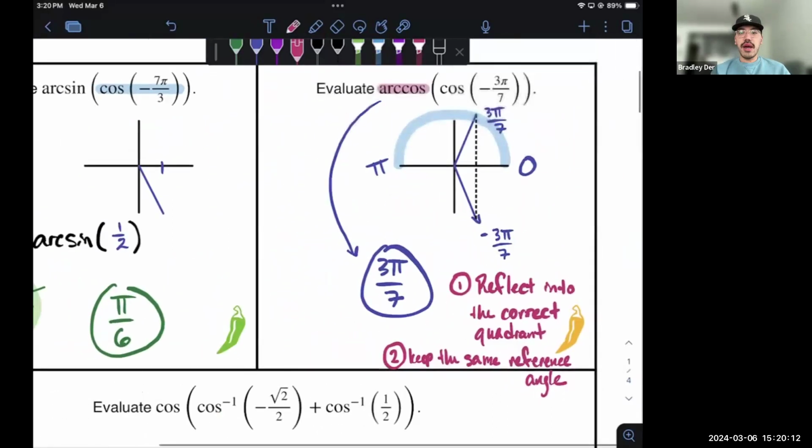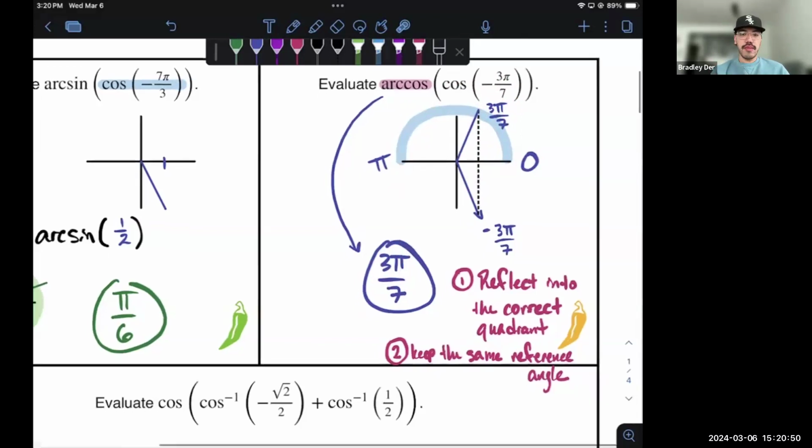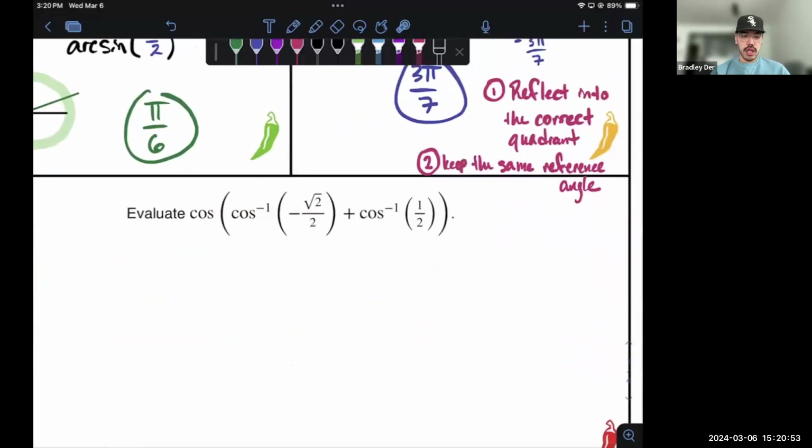Both negative 3 pi over 7 and 3 pi over 7 have the same reference angle of 3 pi over 7. So while we were in quadrant 4 to begin with, we end up in quadrant 1 over here. By keeping the same reference angle, we make sure that we keep the same cosine value. And so now we get an angle measure in the correct quadrant that has the same cosine value as negative 3 pi over 7. So everything lines up. I know that's not necessarily clicking right away. We'll do more of those problems on page 2. Before we get there, I'll just do the red problem really quick.